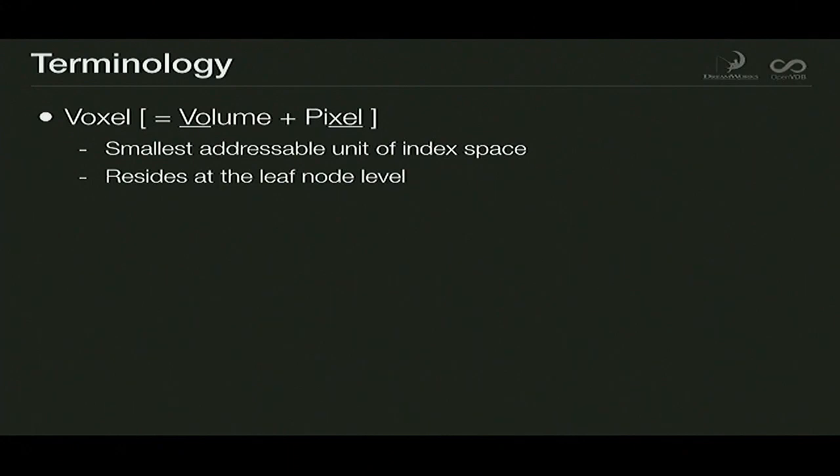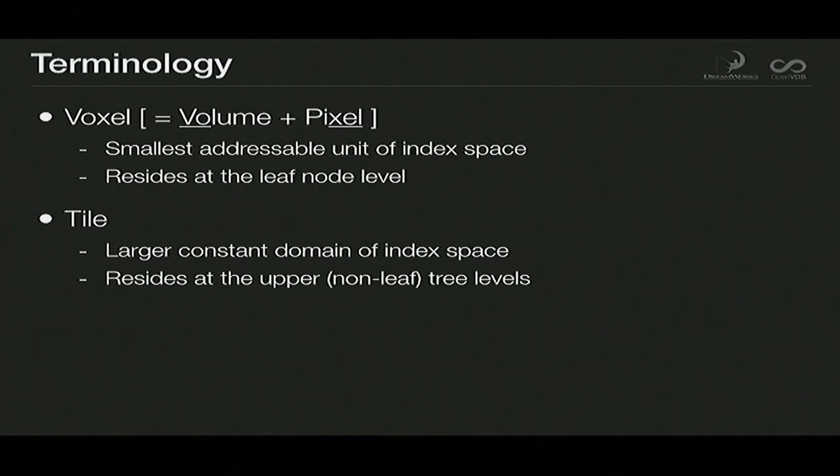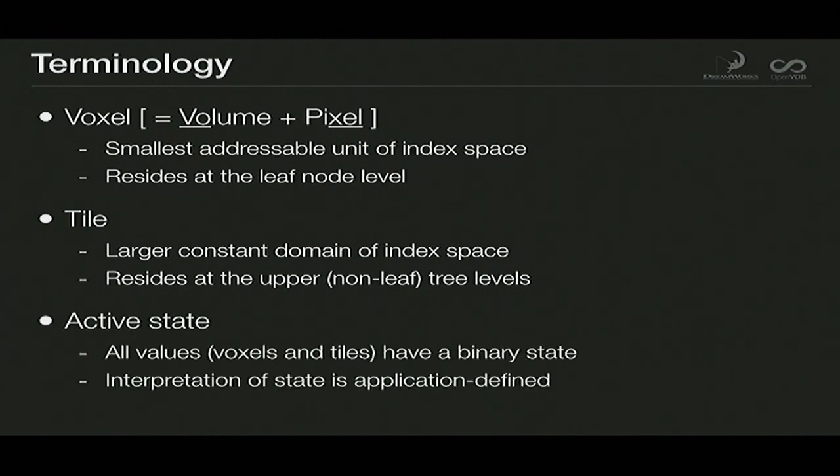So a little bit of terminology. Voxels, of course, as I'm sure most of you know, is an abbreviation of volume and pixel. So it's a 3D pixel element, and it's the smallest addressable space in this volume index space. Then we have, and this is unique to VDB, tiles. Tiles you can think of as megavoxels. They're very big regions in index space, and they live higher up in the tree. So they represent large constant regions.